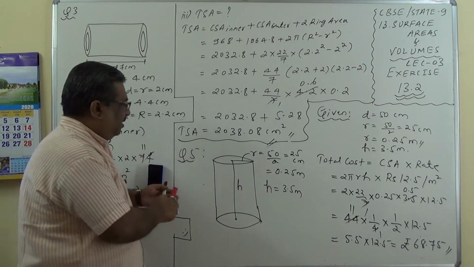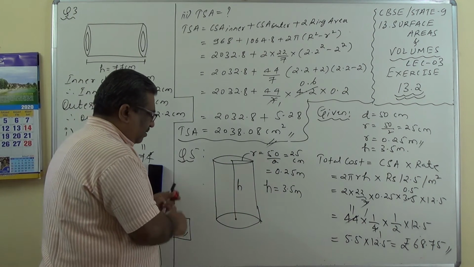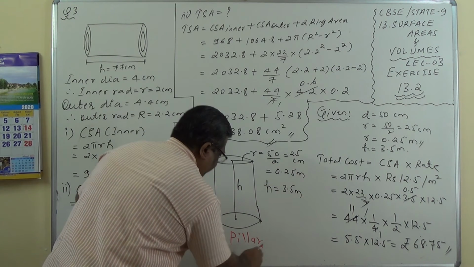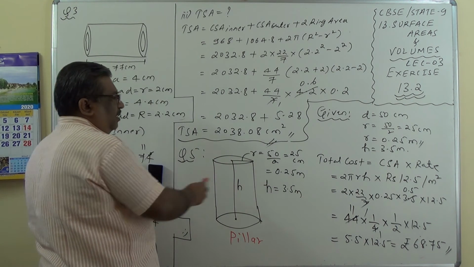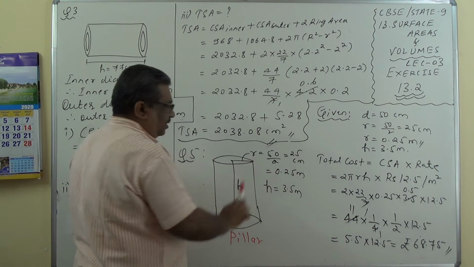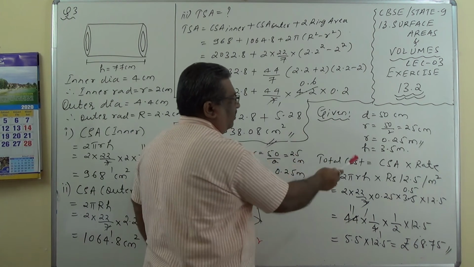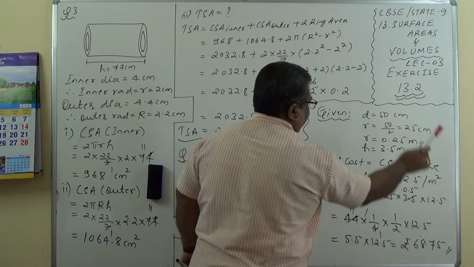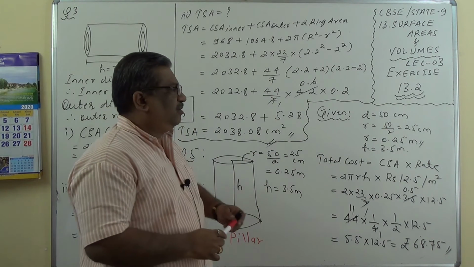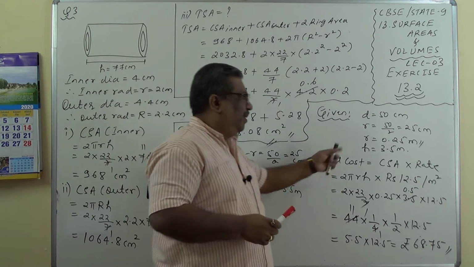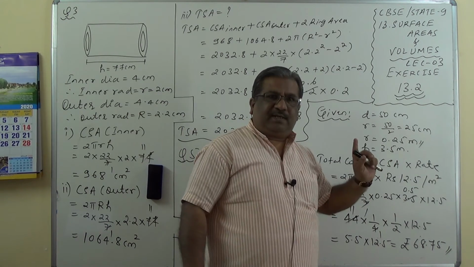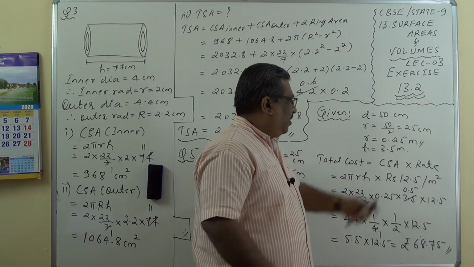Here, question number 5. It is a cylindrical pillar, and the radius is given to you, height is also given to you. So given information: diameter is 50 centimeter, radius is 50 by 2, which is 25 centimeter. As I said, in order to maintain the homogeneity, I am converting it into meters. So 25 by 100 gives you 0.25 meter. Is it clear? Next, height is 3.5 meter.